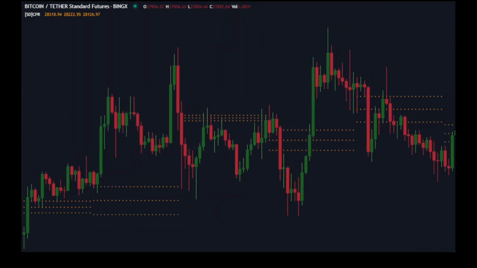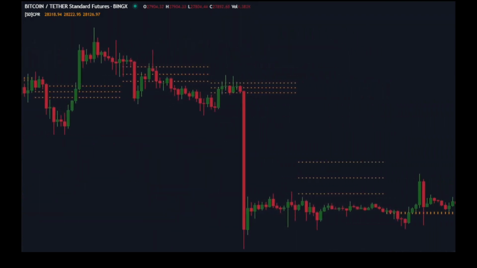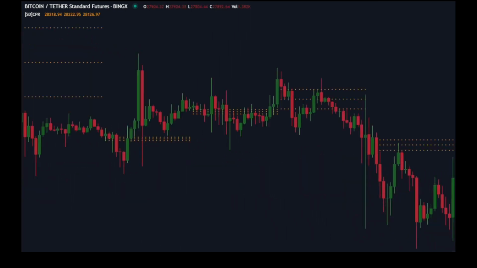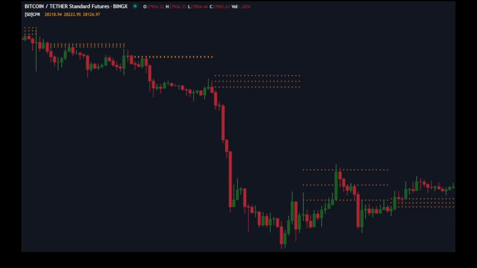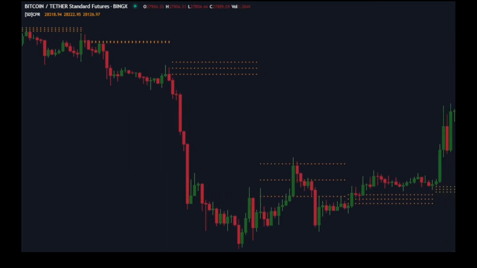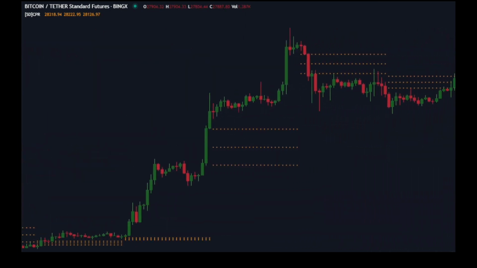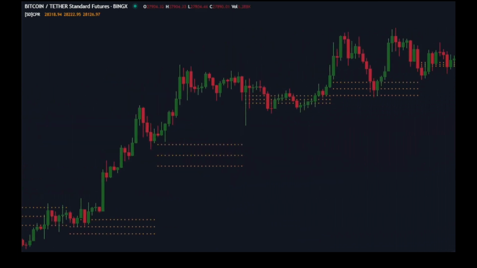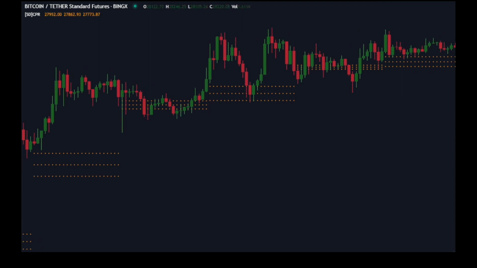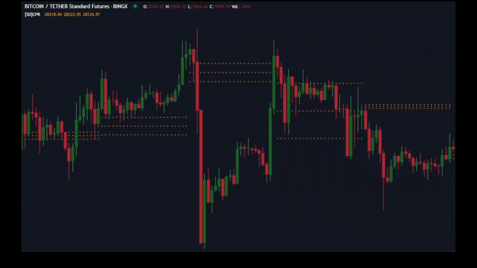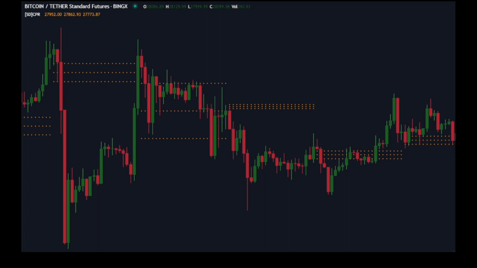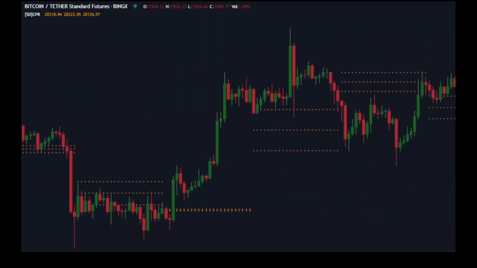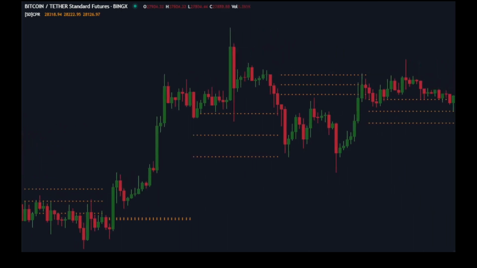By plotting these levels on a chart, traders can identify potential areas where the market may experience a change in direction or momentum. CPR pivot points can be especially useful for day traders and scalpers who are looking to quickly identify trading opportunities and manage their risk. Overall, CPR pivot points are a simple yet effective tool for traders to add to their toolkit, providing valuable insights into market trends and potential trading opportunities.